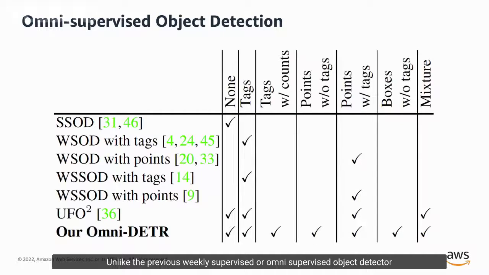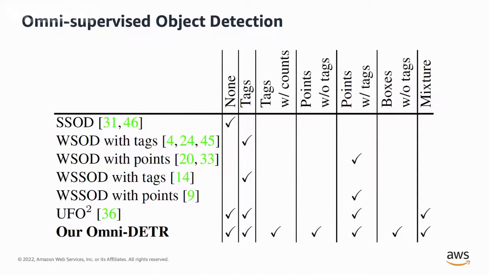Unlike the previous weakly supervised or Omni-Supervised object detectors, which can only address one or a few weak annotation types, our Omni-DETR can address 6 different types of weak supervisions, or a mixture of them, with a unified framework.